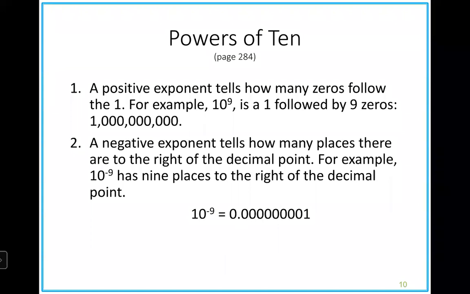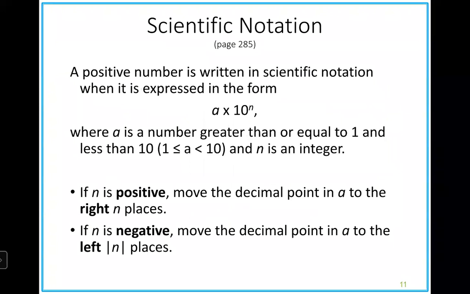So to the right, you go 1, 2, 3, 4, 5, 6, 7, 8, 9. So 9 places to the right of the decimal point. That's what the negative exponent is telling you, how many places there are to the right of the decimal point. Whereas the positive exponent is telling you how many zeros follow the 1. That is useful for when we have to work with numbers that we express in scientific notation.